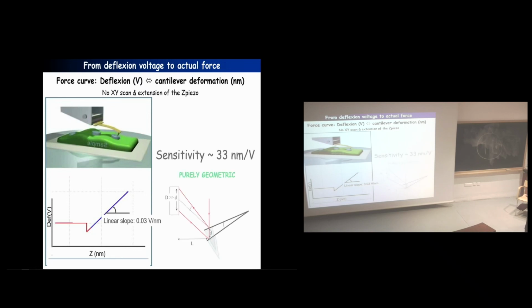If you reverse this slope, you obtain what we call the sensitivity of your system, which gives you how many nanometers you distort your cantilever for each volt of deflection you measure on the photodiode. Remember that this is purely geometric. It's related to your AFM geometry and the length of your cantilever. Whatever the stiffness, whatever the width, whatever the material, it's just geometry. So once you have measured that for one kind of AFM probe on your system, normally you don't need to measure it again.